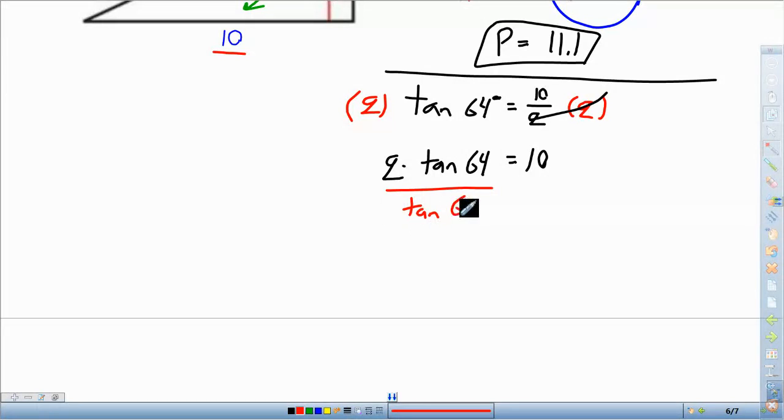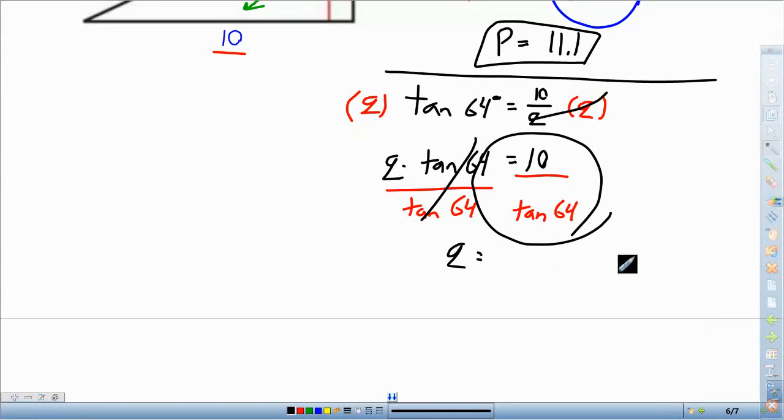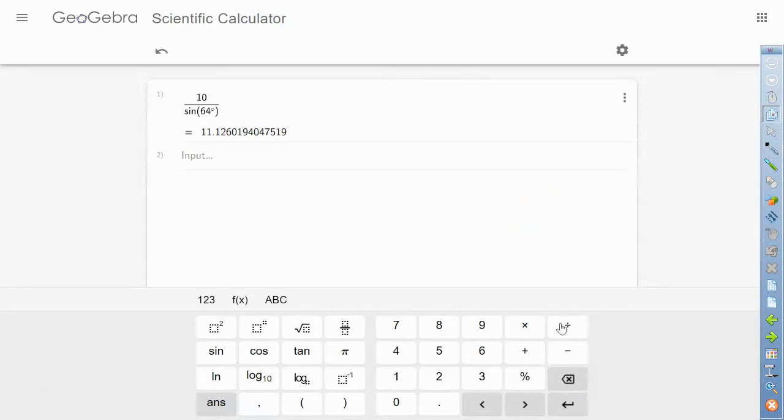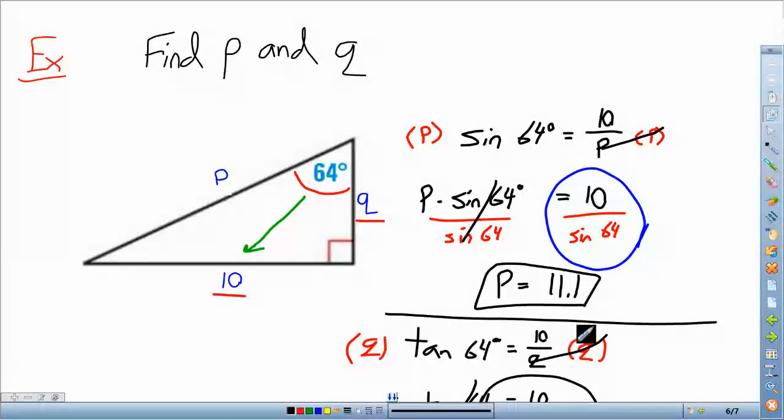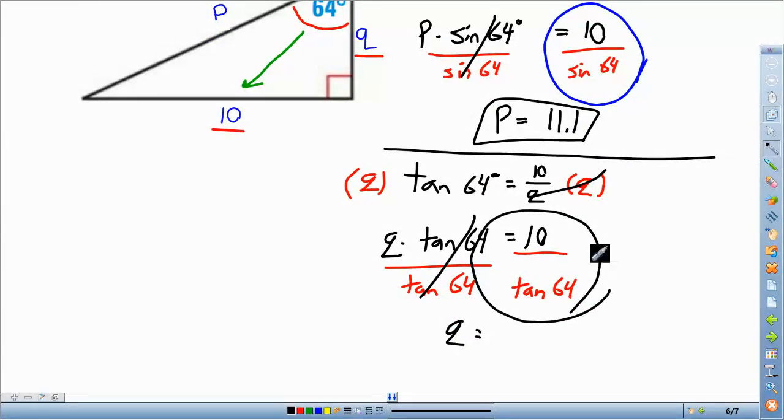I just want to point out, you can start to see patterns. Actually, let's complete this and then I'll point out something that might help you. So these are gone and I get Q equals 10 divided by tangent 64. Let's type that in. 10 divided by tangent 64 is 4.87, which rounds the 8 up to a 9, so 4.9. Just double check, that's our short side, 4.9, that's all fallen into place, that looks good.